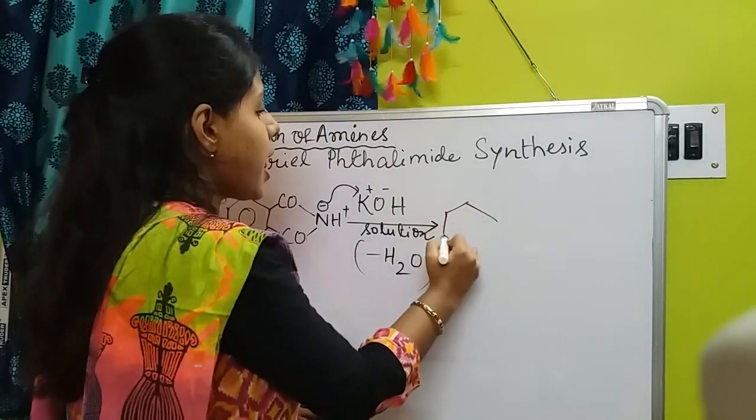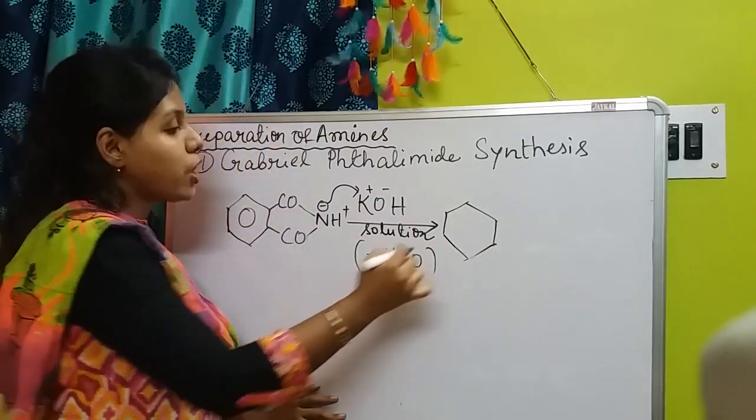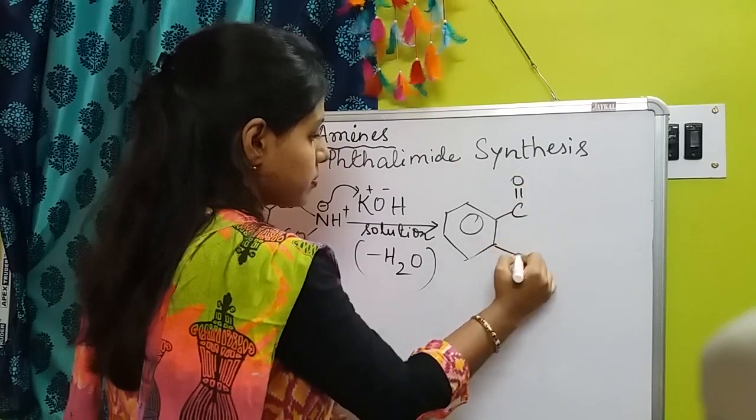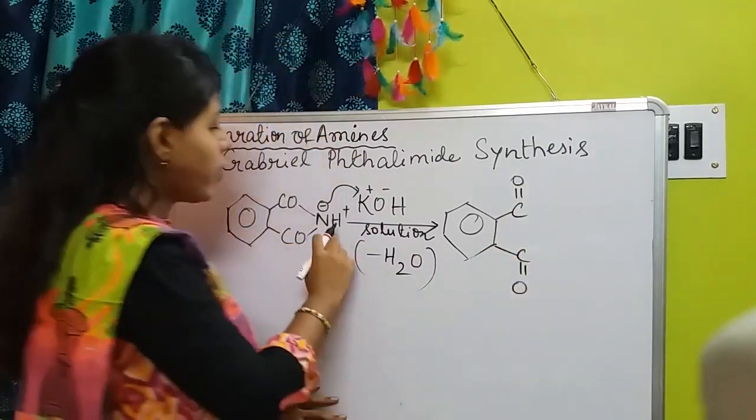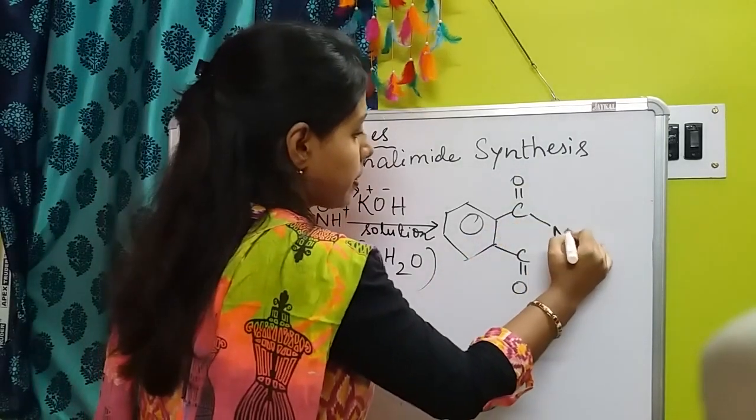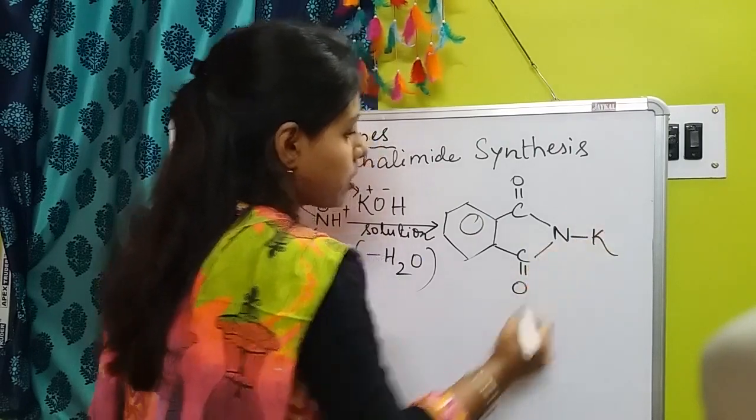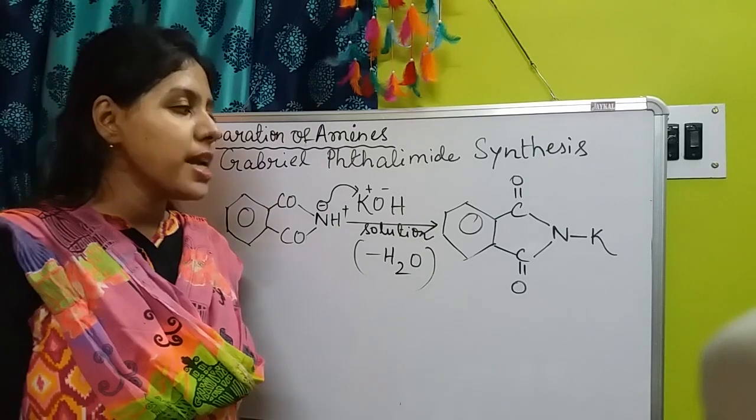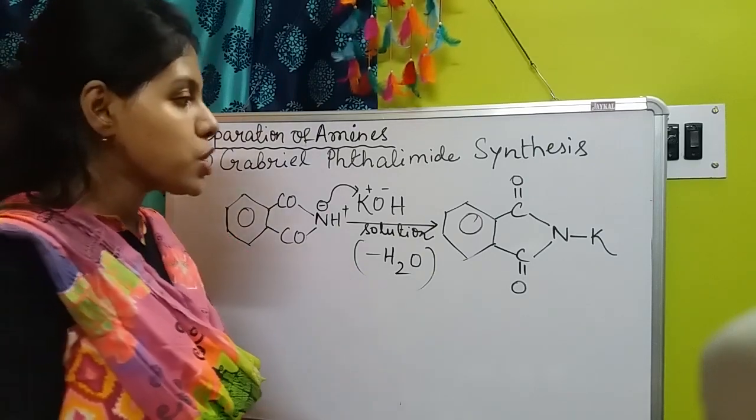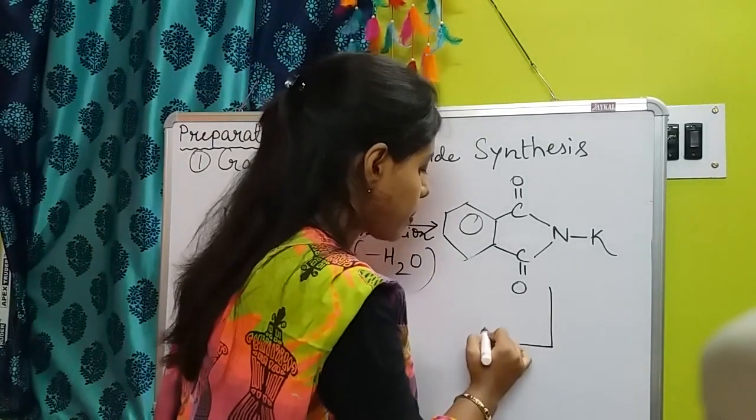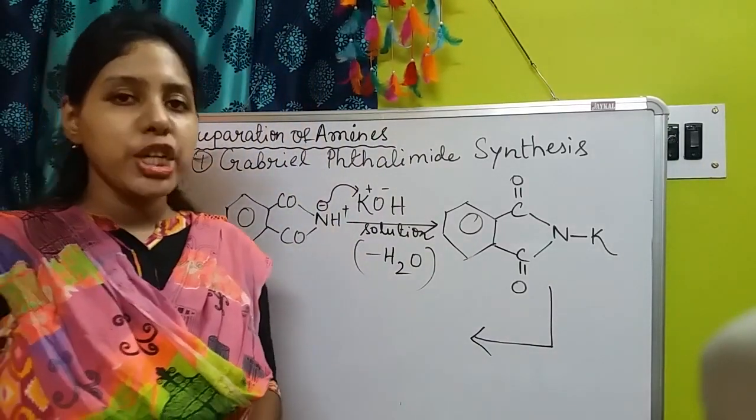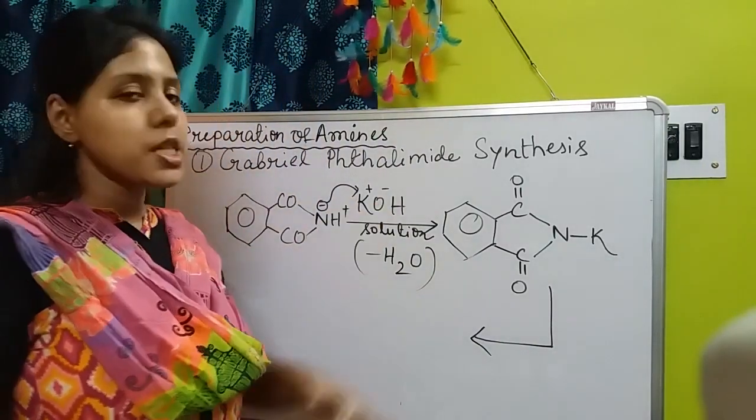So what will happen next? There will be an addition of potassium in place of hydrogen here. Okay, so this type of potassium salt of phthalimide we will get here. So next what we have to do? Next, in conversion type reactions normally we use this process.